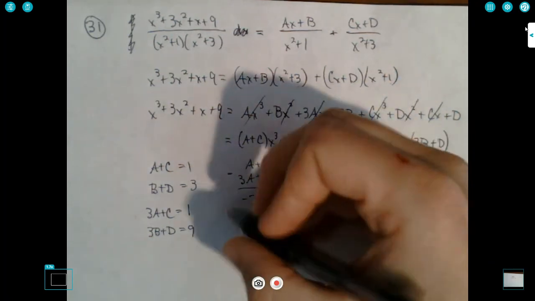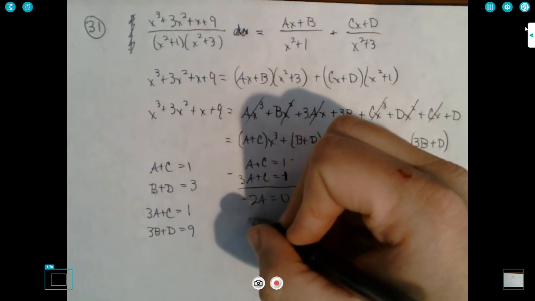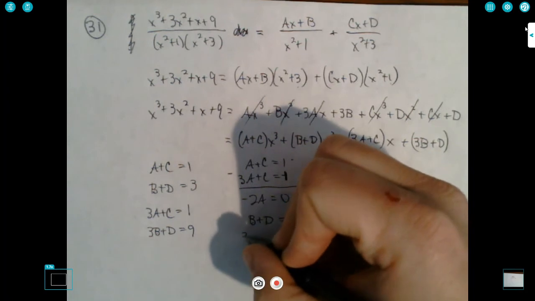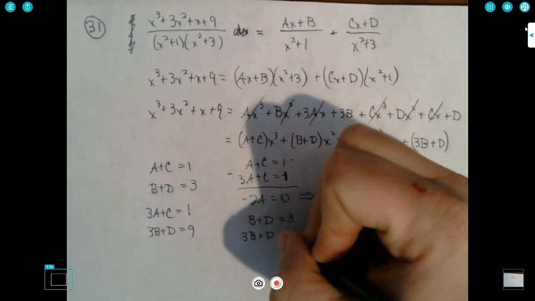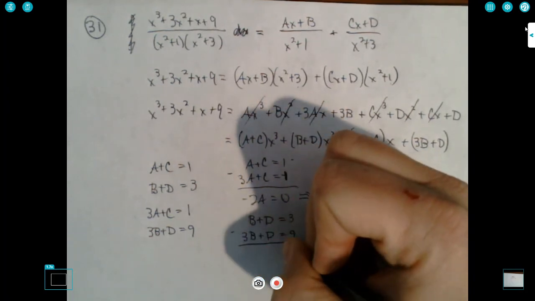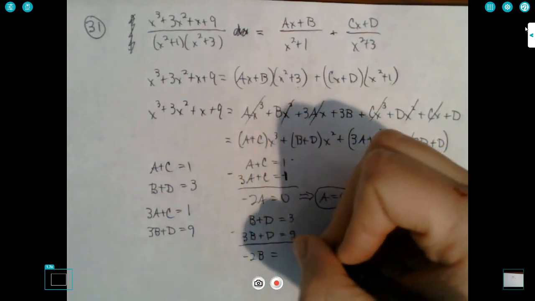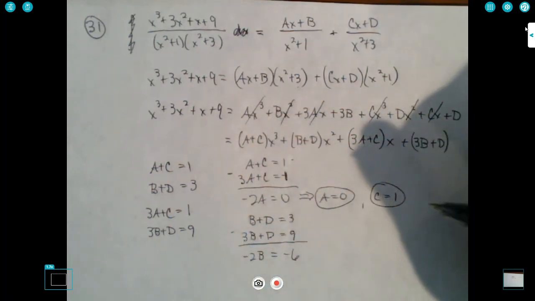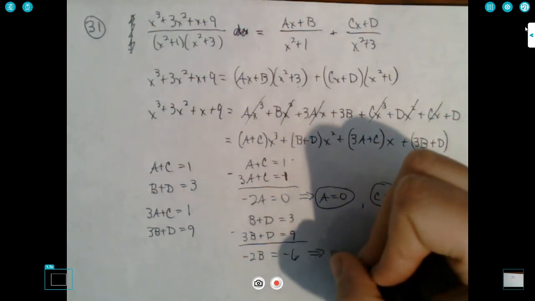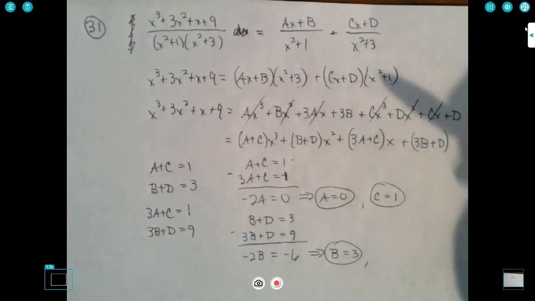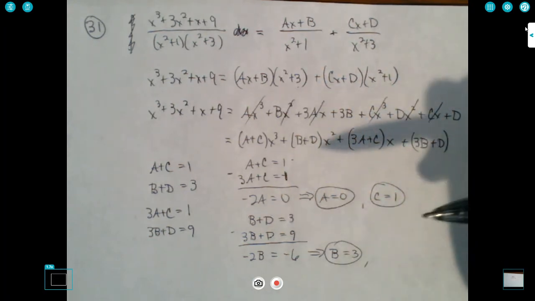Now for b and d, same trick. I'm going to subtract these two equations. So negative 2b, d minus d is 0, 3 minus 9 is negative 6. That means b must be 3. And if that's the case, then d must be 0.